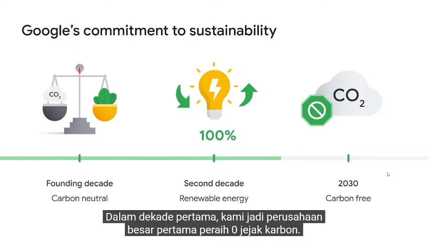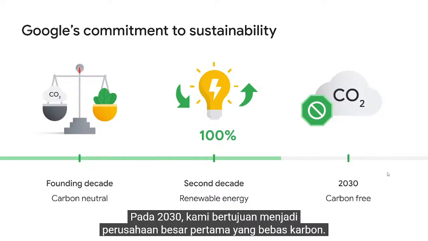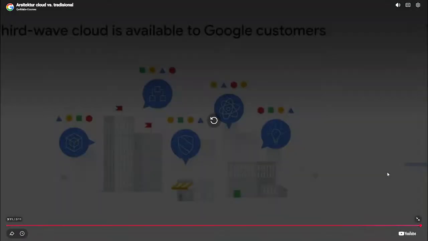In our founding decade, Google became the first major company to be carbon neutral. In our second decade, we were the first company to achieve 100% renewable energy. By 2030, we aim to be the first major company to operate carbon-free.